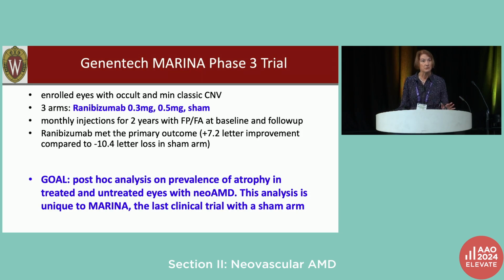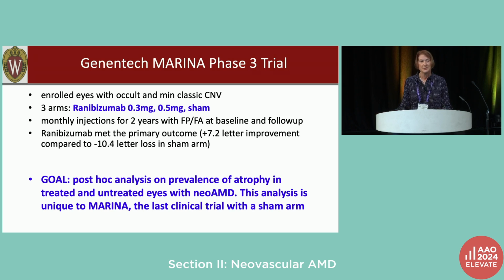This was a trial that enrolled eyes with minimally classic and occult CNV, and there were 3 arms to this study, 2 doses of ranibizumab and a sham control. The treated patients received monthly injections for 2 years with fundus photograph and fluorescein at baseline and follow-up, and the 1-year primary outcome, ranibizumab, met that primary outcome with a 7-letter improvement versus a 10-letter loss in the sham or control group.